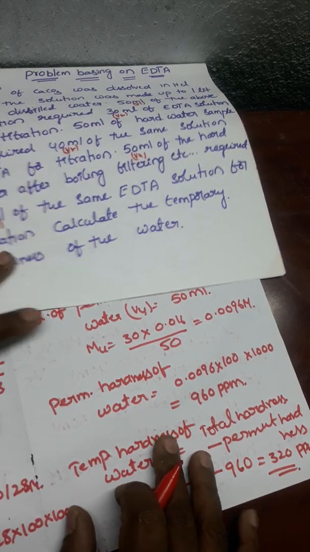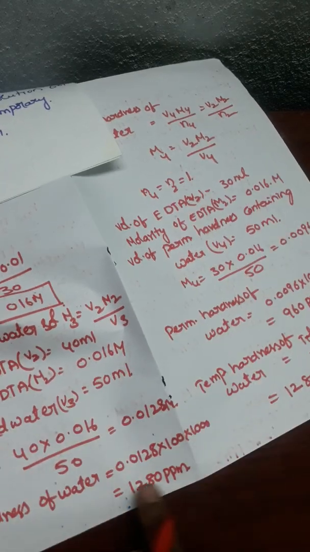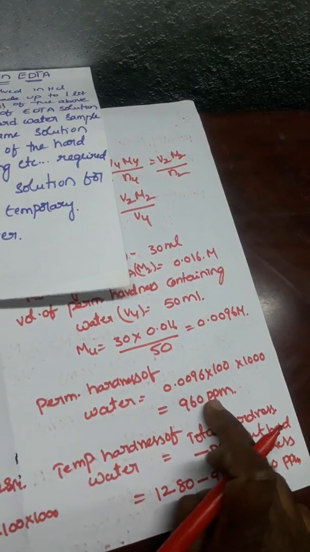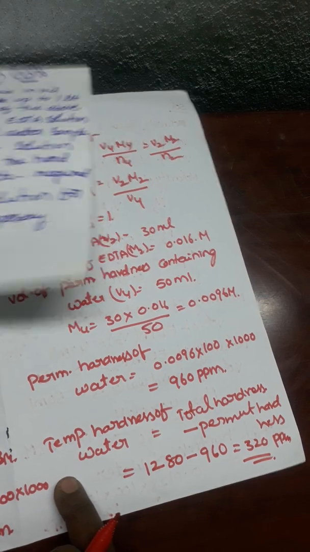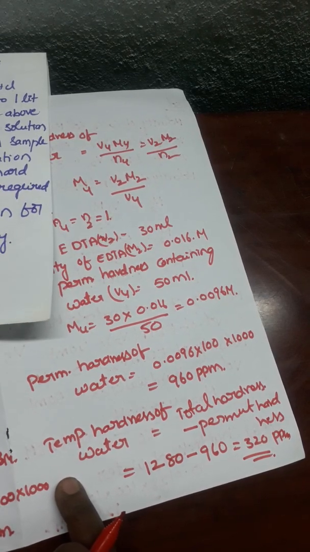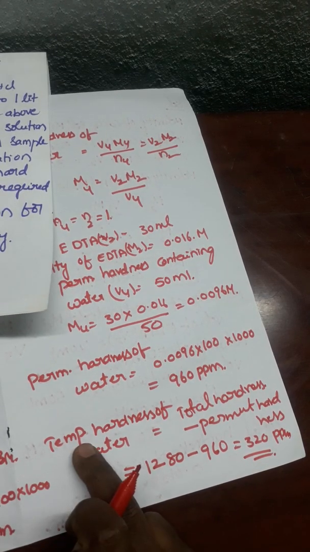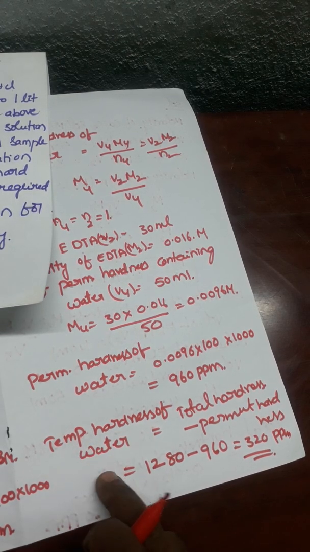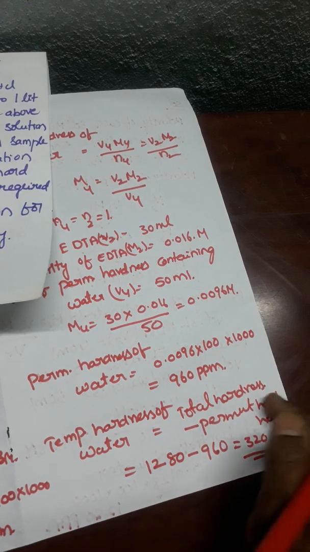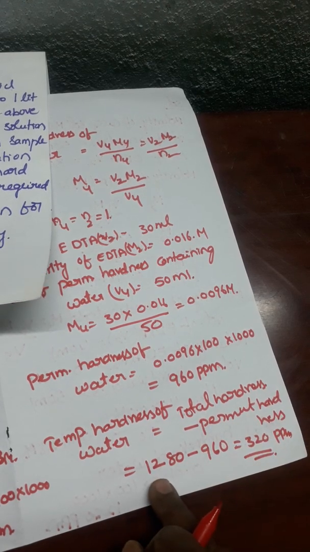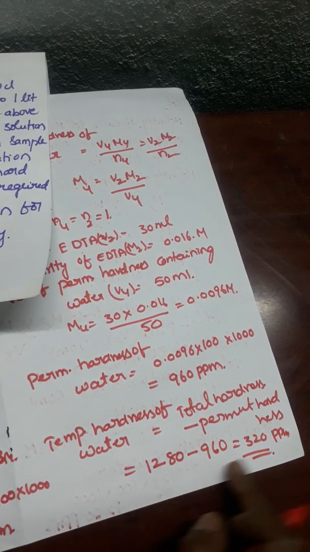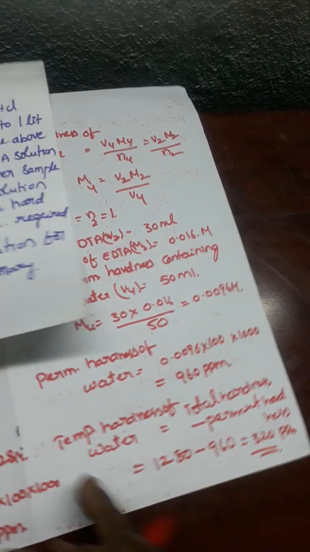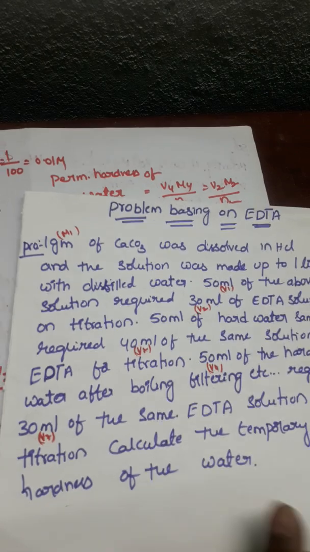Here already the total hardness is 1280 and the permanent hardness is 960. They are asking the temporary hardness, which means temporary hardness of water is equal to total hardness minus permanent hardness, that is equal to 1280 minus 960, that is equal to 320 ppm. This is the problem based on the EDTA.